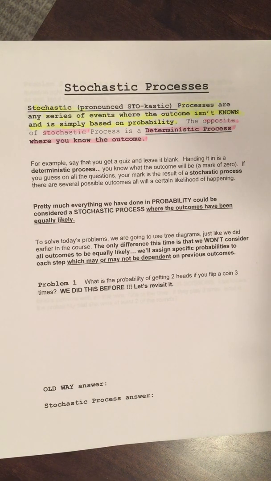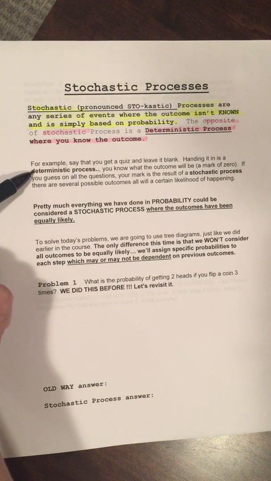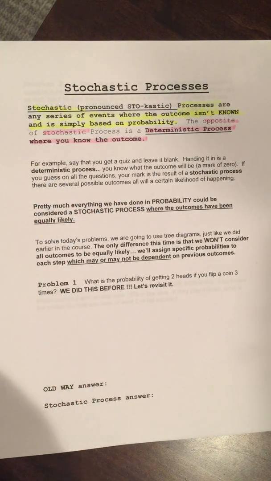If you guess on every single one of the questions, your mark now is going to be a stochastic process because there are several possible outcomes. You might still get 0. You could completely luck out and get 10, or you could get a mark anywhere between 0 and 10. So the difference between deterministic and stochastic is that deterministic, you know the outcome. Stochastic, you don't know the outcome.